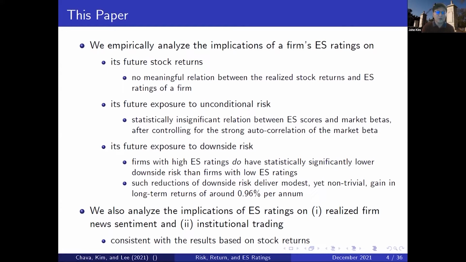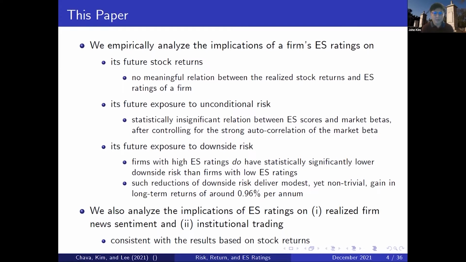We're going to argue that such reductions of downside risk are going to deliver for us gain that is relatively smaller than what the previous literature has found. So it's modest, but still we believe it's non-trivial. It leads to a gain of about 1% per year in terms of the long run compounded return.